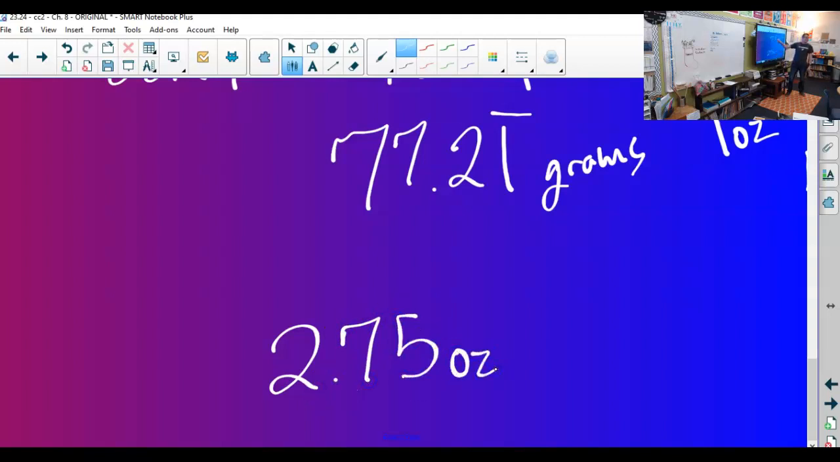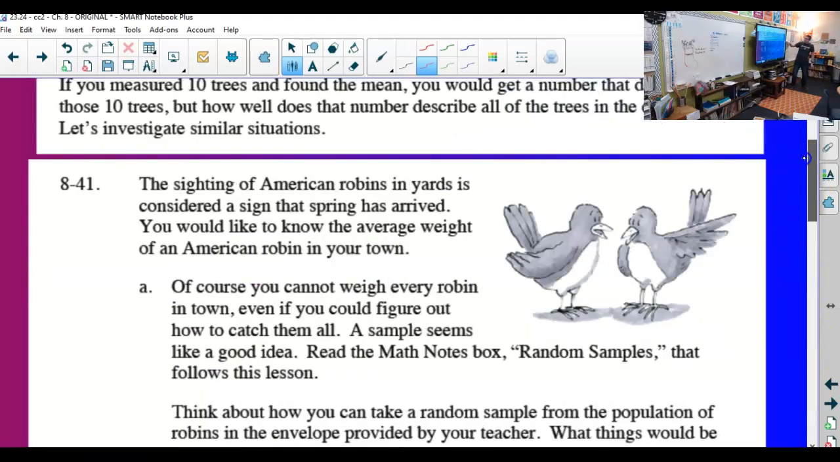If you divide this by 28. Yeah. And what had Google told you the average weight of a robin is? 2.8. I got 2.75. No, it was 2.8. But does this kind of confirm that our data is legit? Yes. Yeah, guys, this is why I love CPM. I've taught 3 different textbooks. Love CPM. This is real.